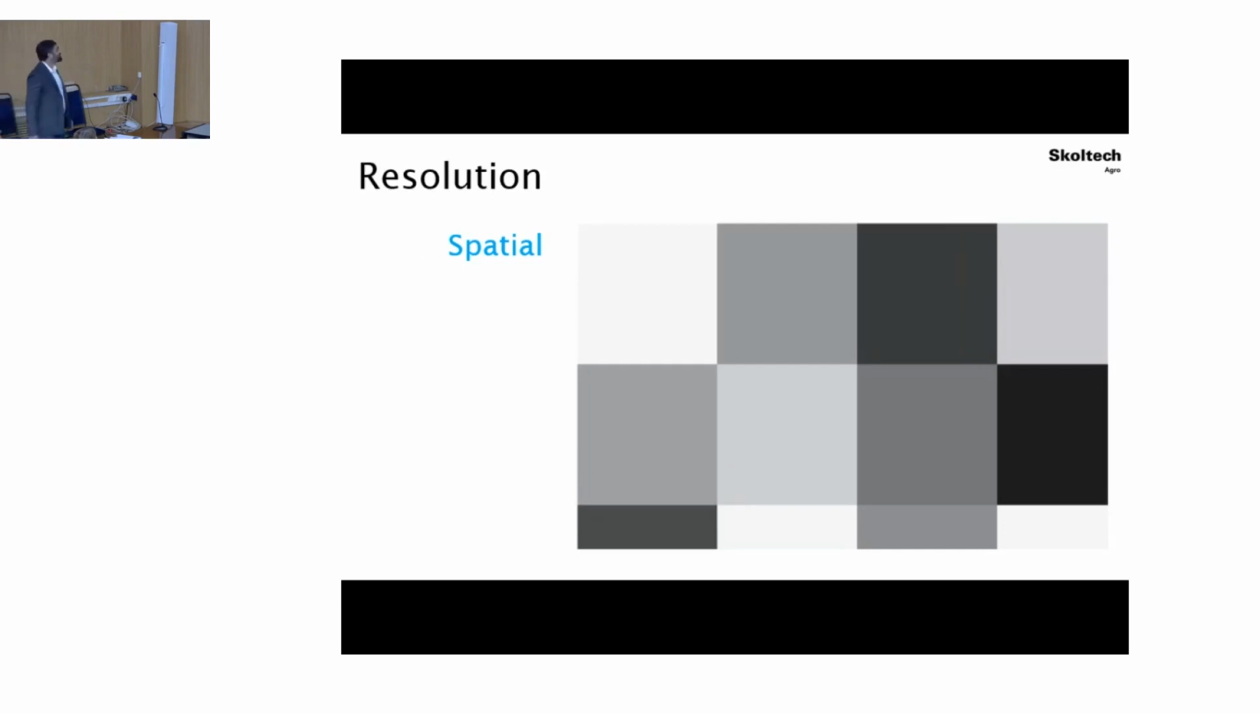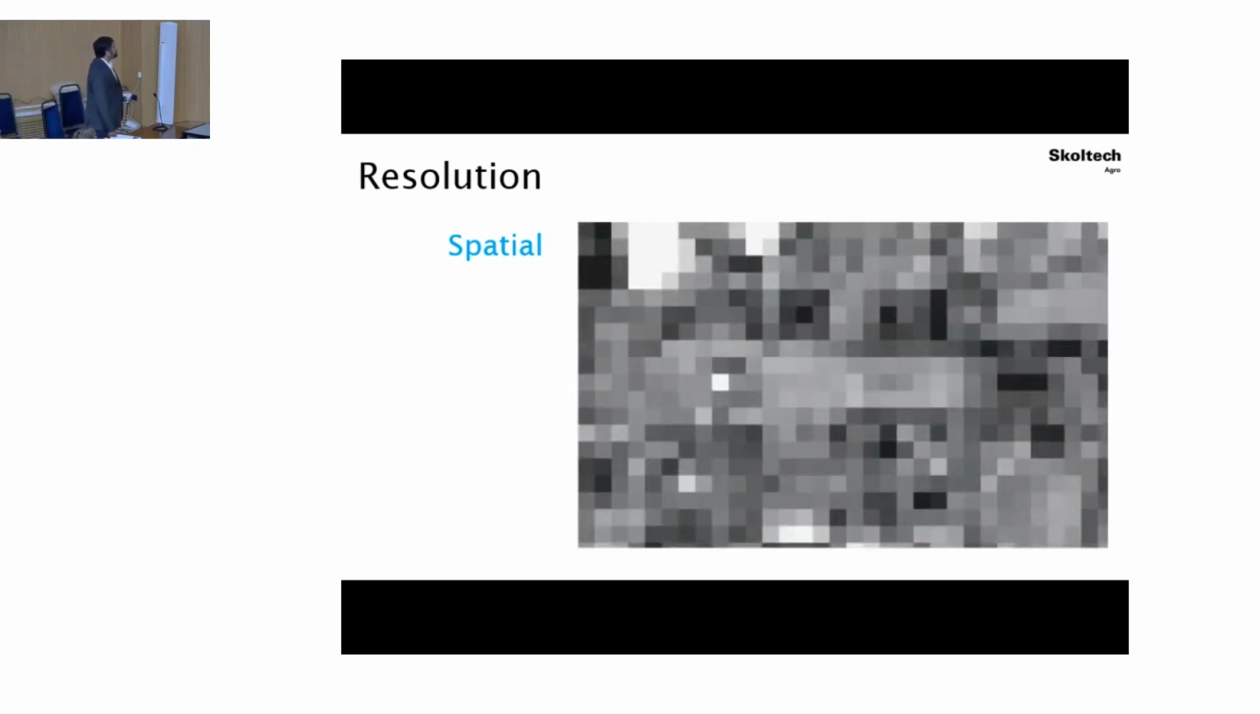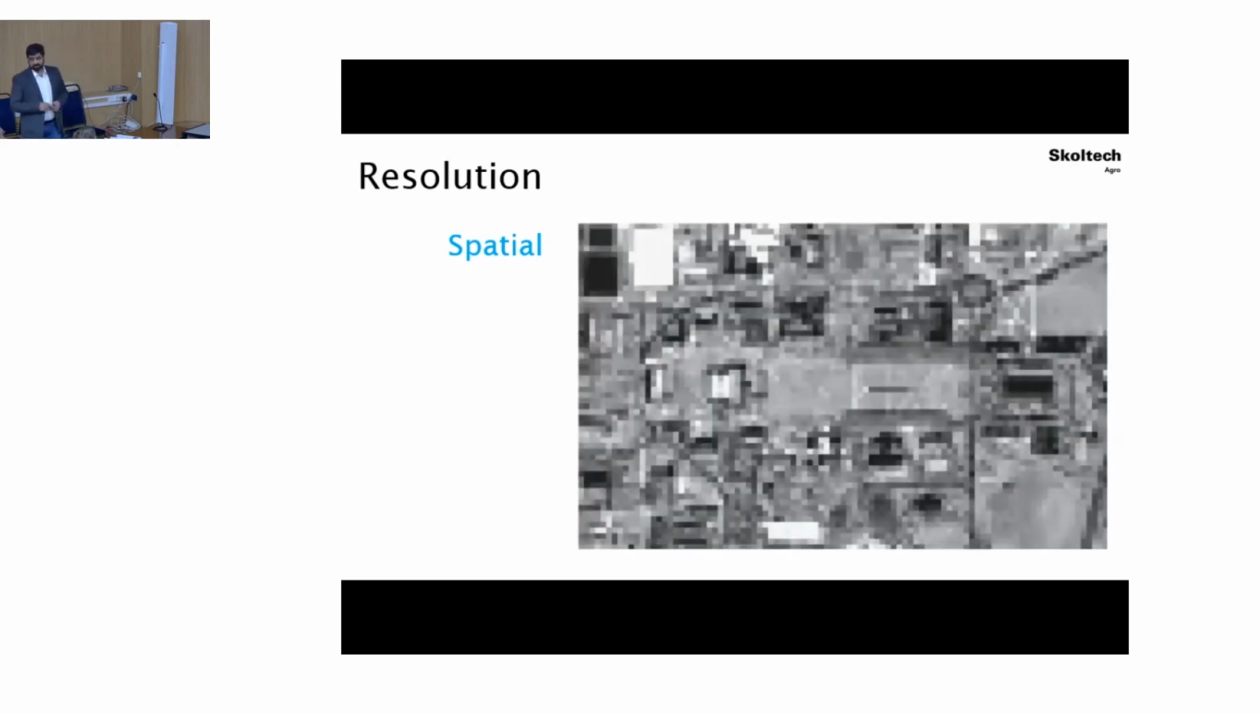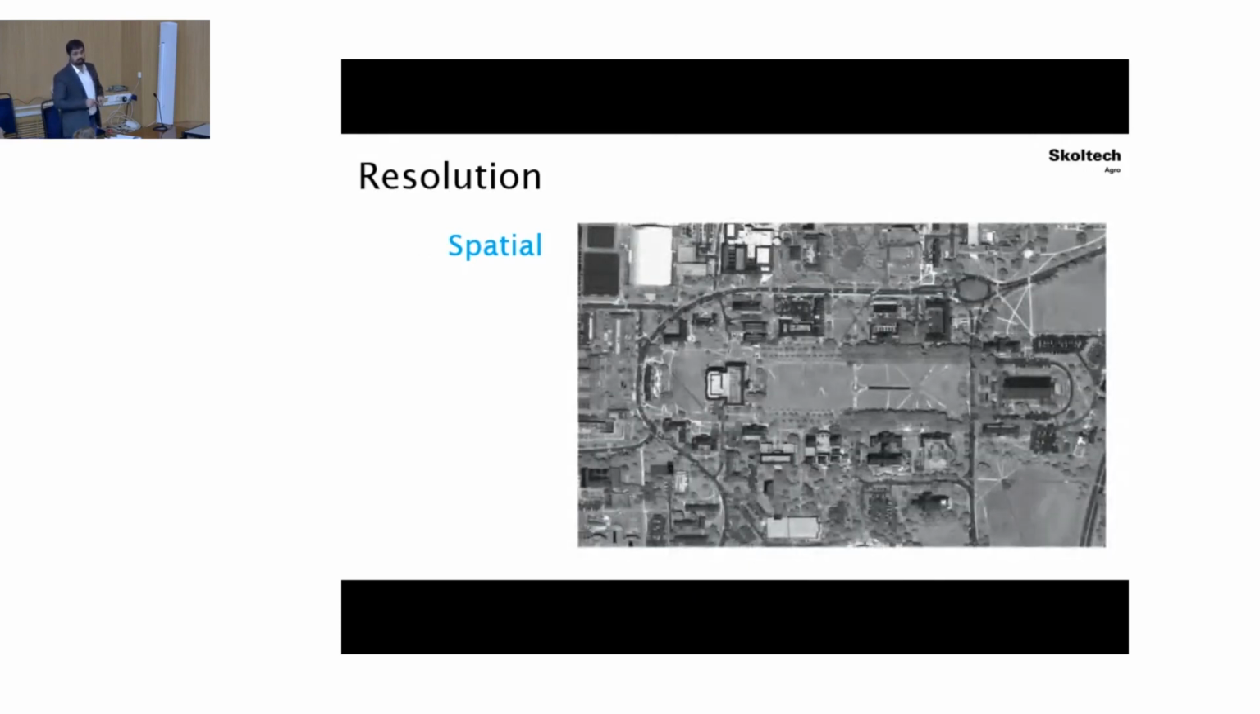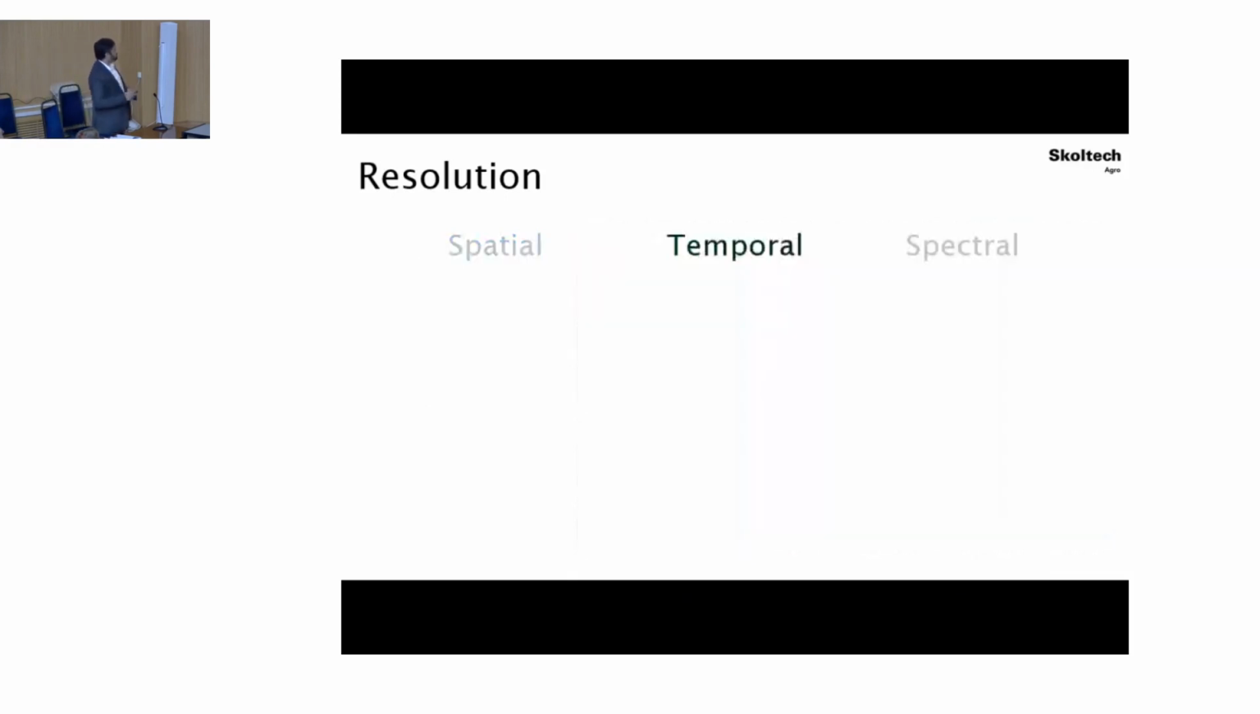No, right? So this is the same thing at 30-meter resolution. Now you see that there are some differences, more heterogeneity. It is not so homogeneous. At 10 meters, maybe a river or a road, something like that, right? And this is at 1 meter. You can clearly see the trees, you can see the buildings, you can see the roads, right? So this is spatial resolution.